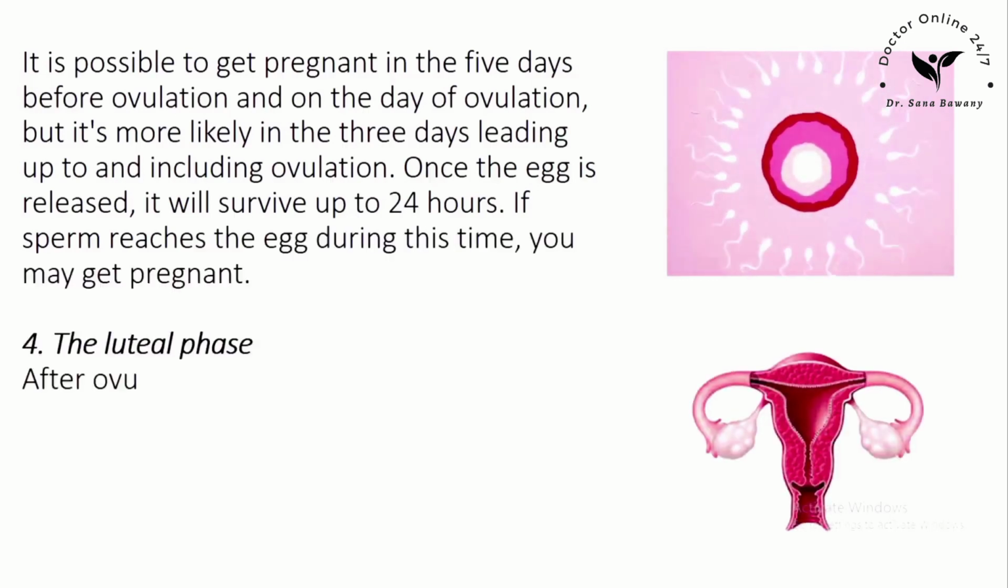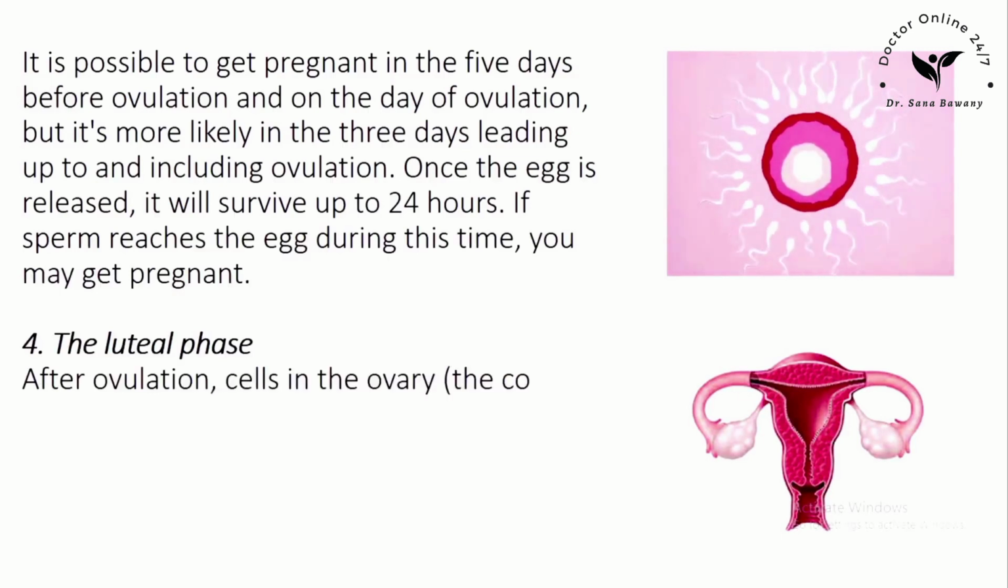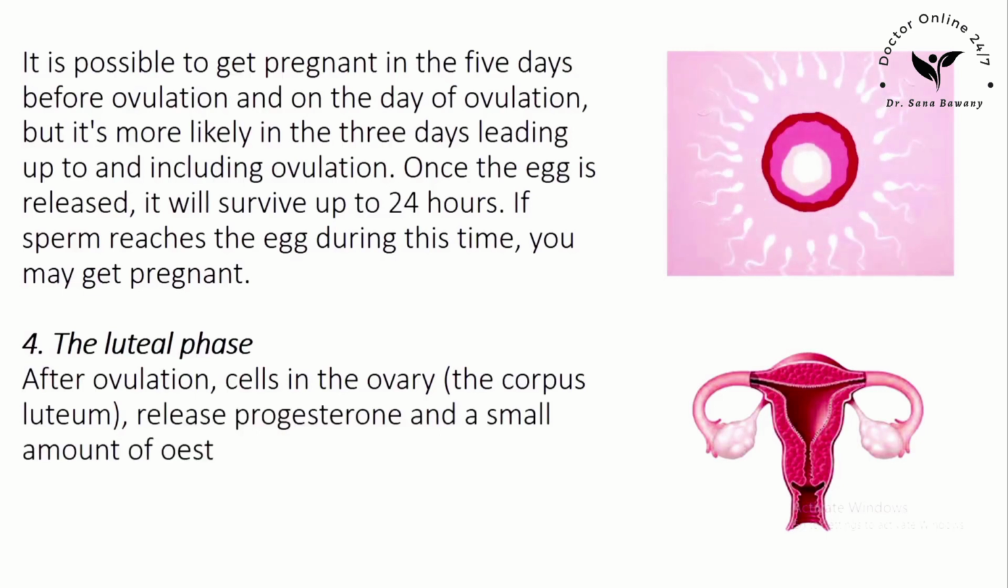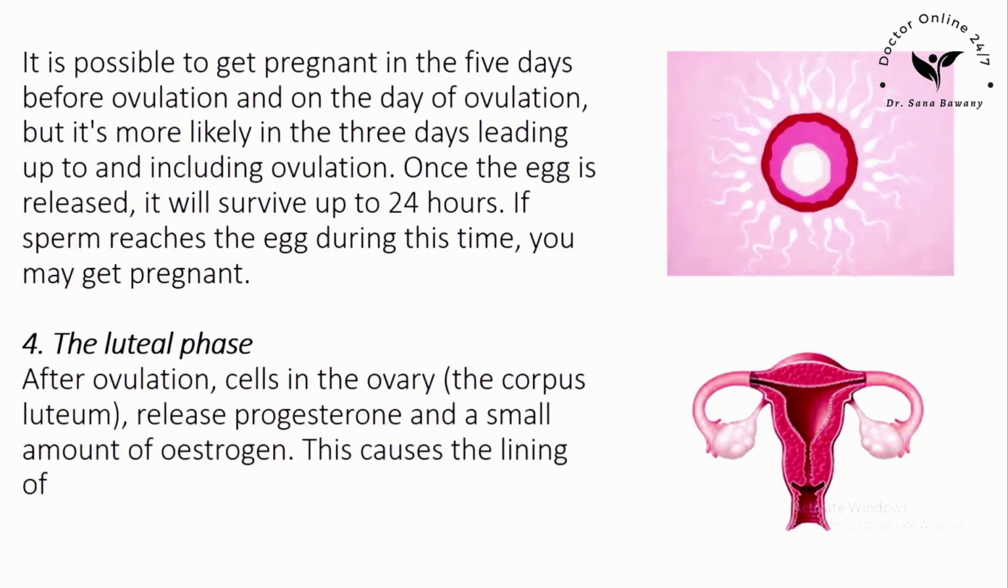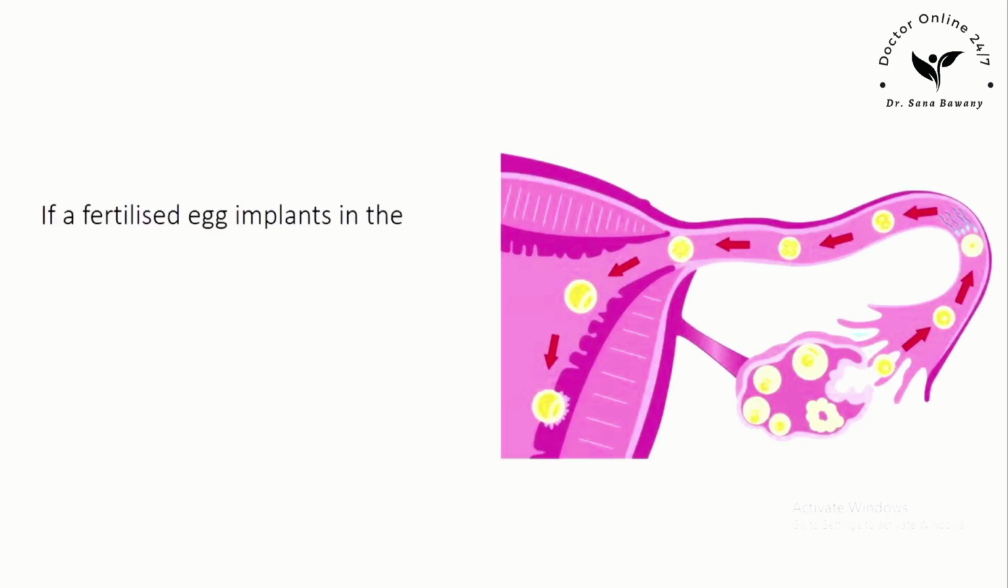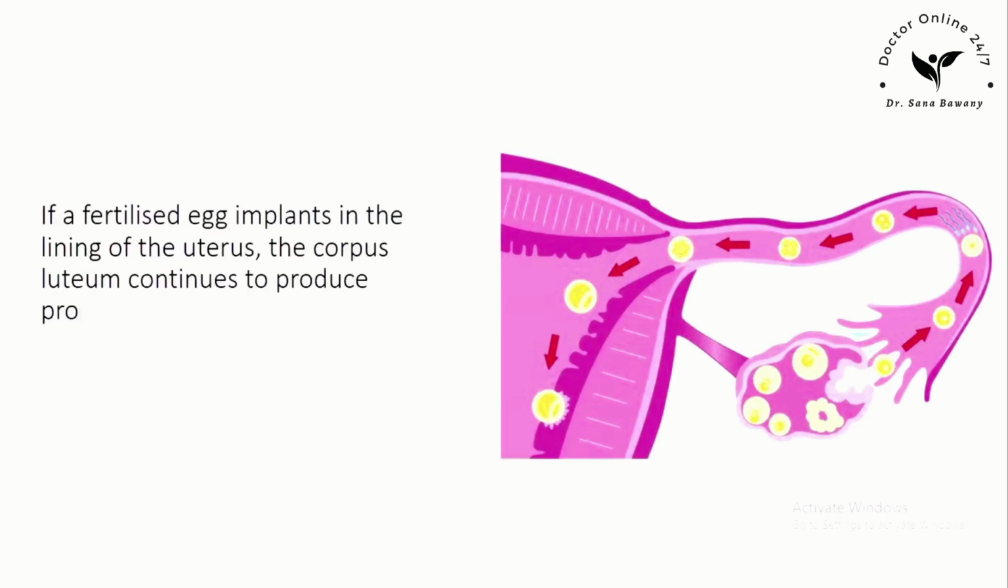4. The luteal phase. After ovulation, cells in the ovary, the corpus luteum, release progesterone and a small amount of estrogen. This causes the lining of the uterus to thicken in preparation for pregnancy. If a fertilized egg implants in the lining of the uterus, the corpus luteum continues to produce progesterone, which maintains the thickened lining of the uterus.